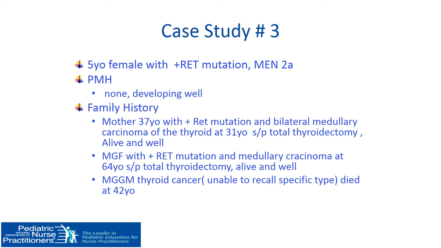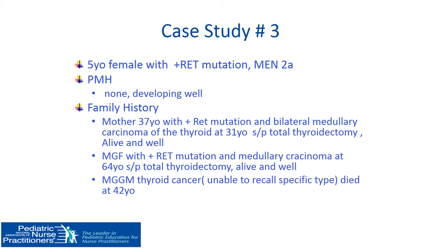31 years old for a thyroidectomy in an MEN is a little bit too old, right? As we said, at the age of 3 for MEN2A is when we'd like to take them out. So she already had bilateral medullary carcinoma at that age. So that's a little concerning. Maternal grandfather had a RET mutation. He had medullary carcinoma at 64 years old. Status post thyroidectomy, he's alive and well.